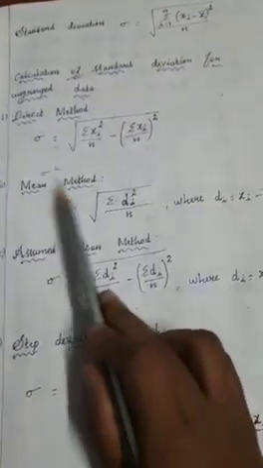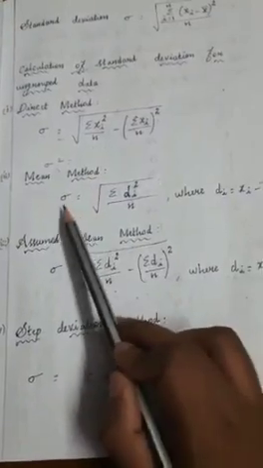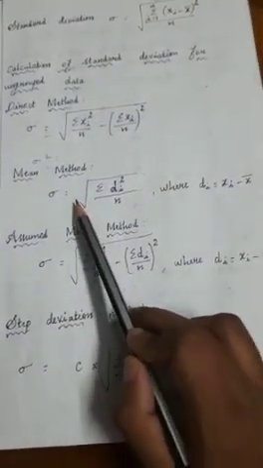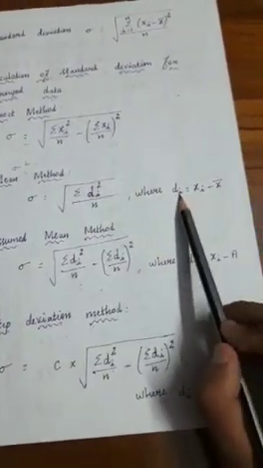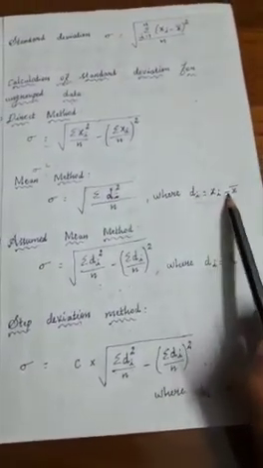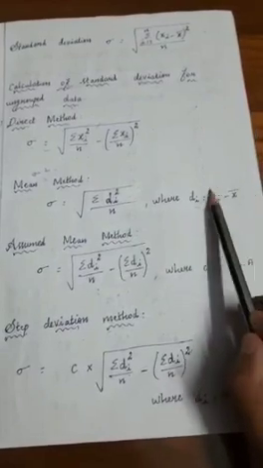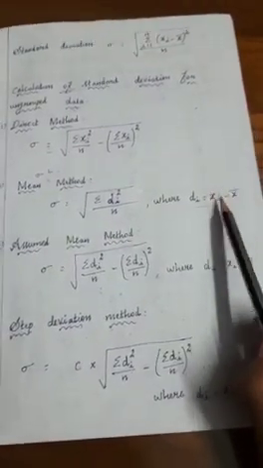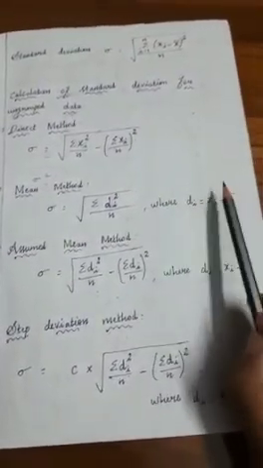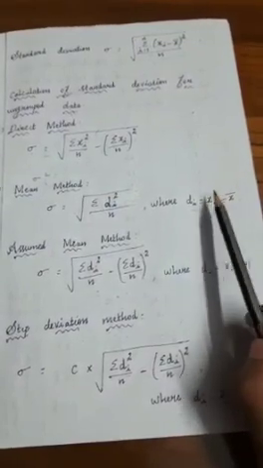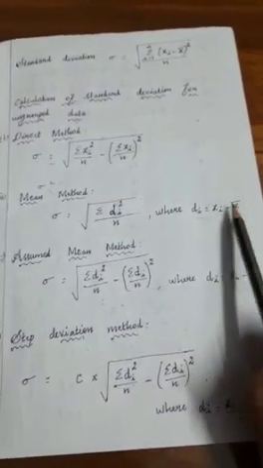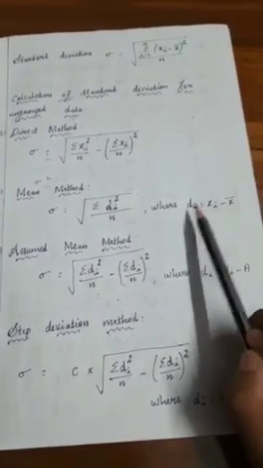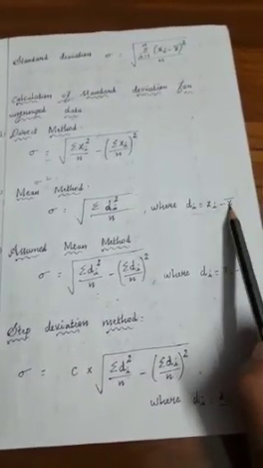The next method is the mean method. What is the formula? Sigma is equal to the square root of summation dA square divided by n. For the mean method, dA means xi minus x bar. Xi means all the observations, generally denoted as xi: x1, x2, x3 and so on. Minus x bar, the mean, you know how to find it. So dA means xi minus x bar. If you subtract with this, that is dA.